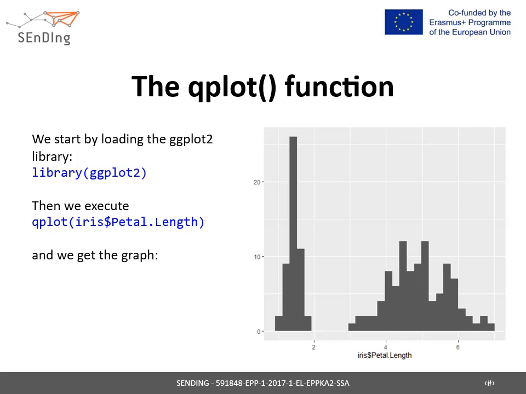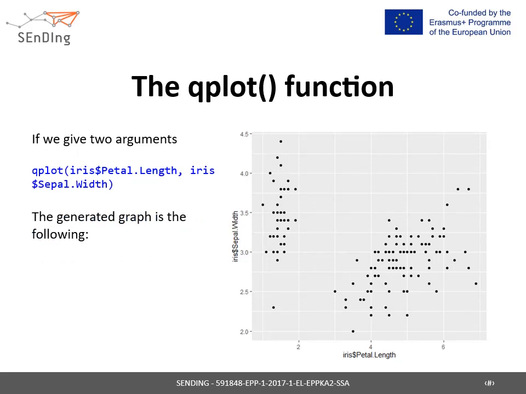The graph shows the values of petal length for all recorded species in the data set on the x-axis. The y-axis shows the number of occurrences of specific petal length. If we give two arguments to the qplot function, R generates a scatter plot. In this example, we executed qplot(iris$Petal.Length, iris$Sepal.Width). The generated graph is the scatter plot on the right. The graph shows petal length on the x-axis versus sepal width on the y-axis. Thus each dot represents a pair of values.